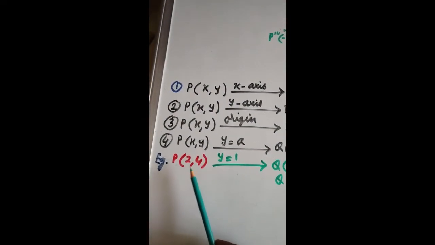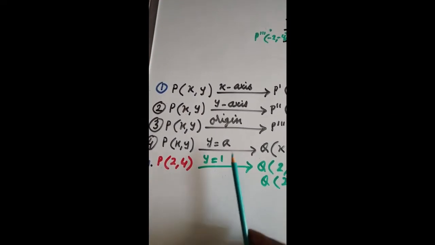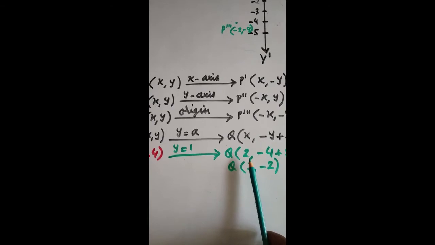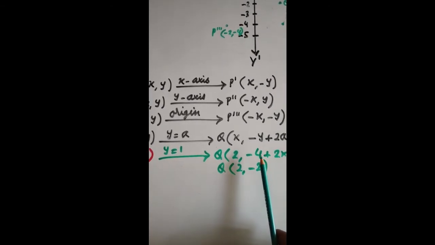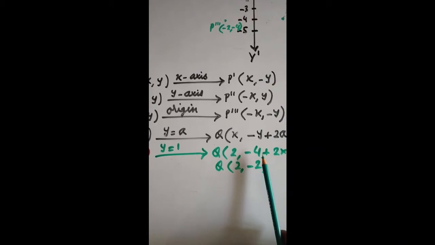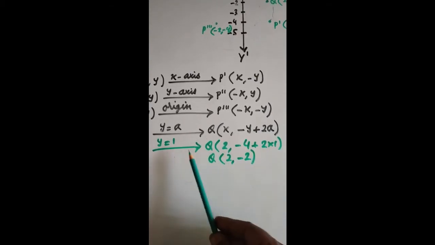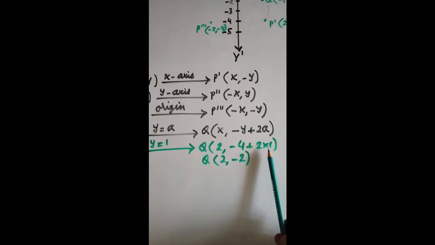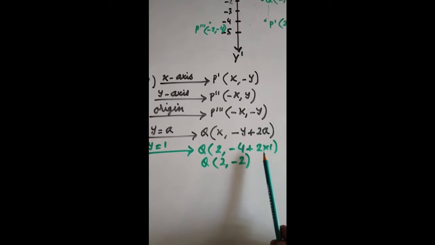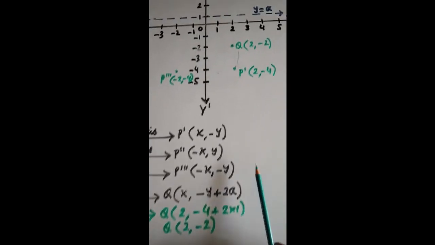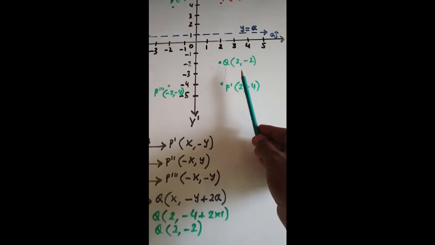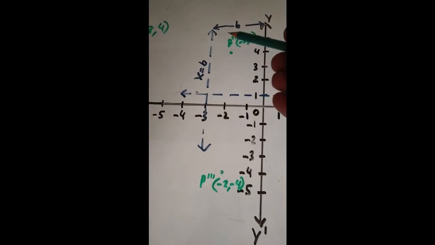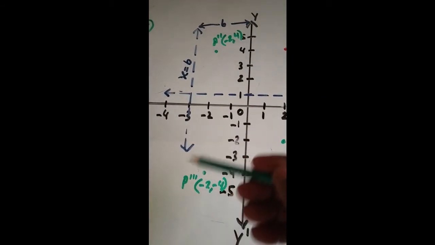So I wrote here the example P(2, 4), y equals 1. It means the a value is 1. So this point x remains as 2, and then this y value here is 4, so it becomes -4 plus 2 into 1, because the a value is 1, so the formula says 2a, so 2 into 1. So -4 plus 2 into 1 gives you -2, and that is what the point was here, that was Q(2, -2).